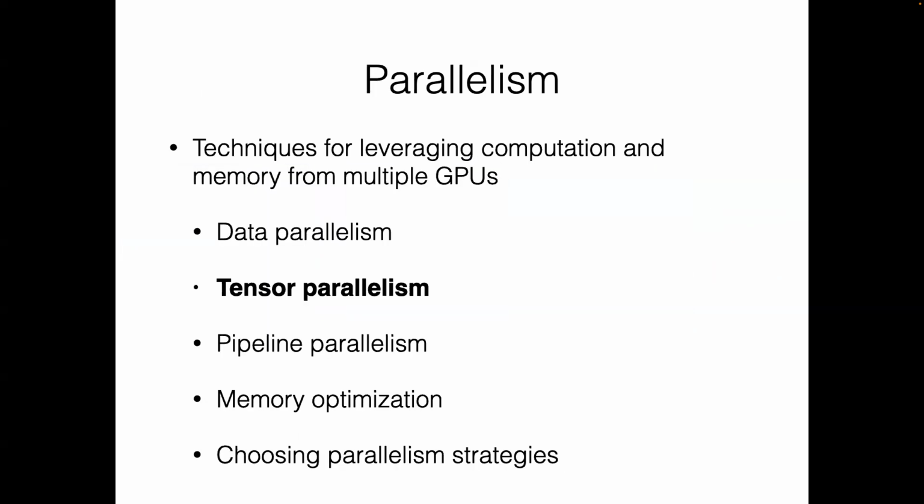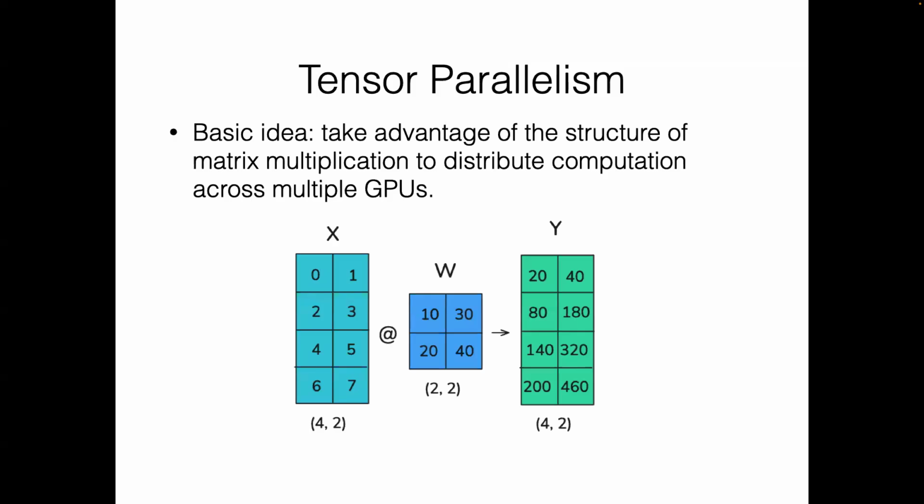So the next pattern is called tensor parallelism. Here the idea is you can look at how these matrix multiplications are done and then come up with different ways of splitting this weight matrix and basically distributing the computation across multiple GPUs. So we're going to look at this example. Here is our input X, and you have this 4 by 2 matrix. Then you have your weight matrix, which is 2 by 2. You do the matrix multiplication, and you get some output.